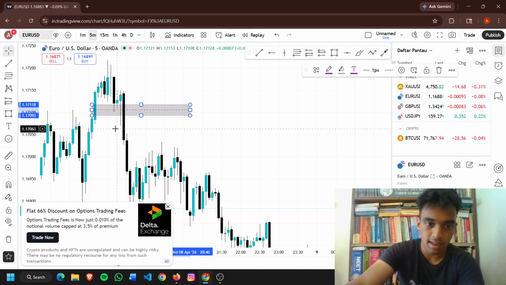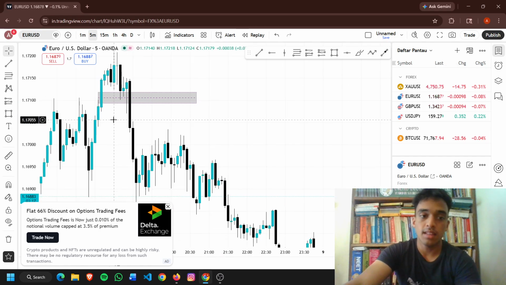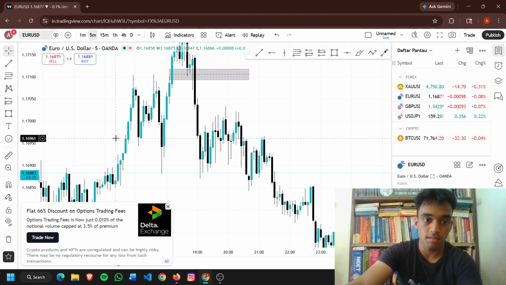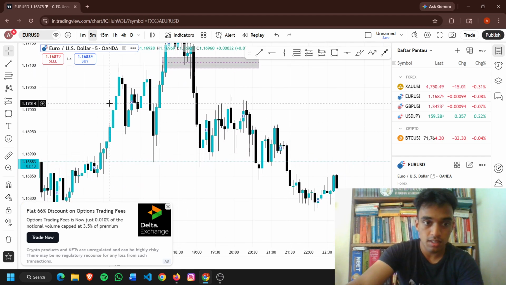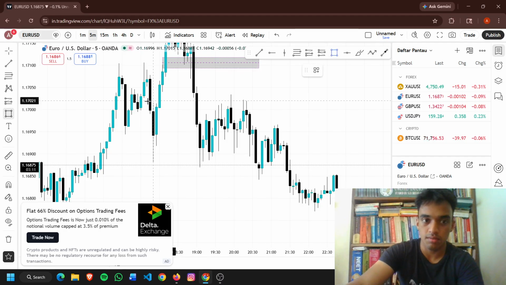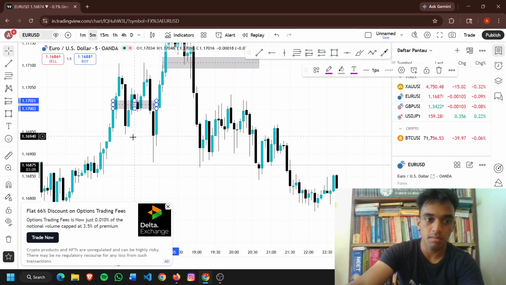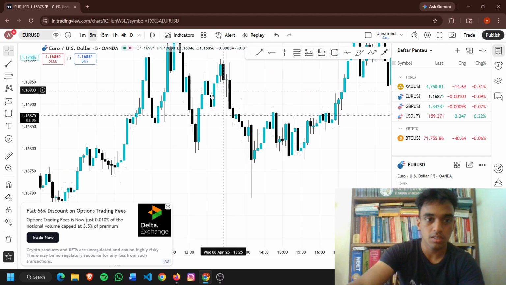By this big candle, the candle closed below. That is a sign it became an IFVG, guys. Even this could be an IFVG. This is also an IFVG, but it didn't respect that much. Let's see more examples.